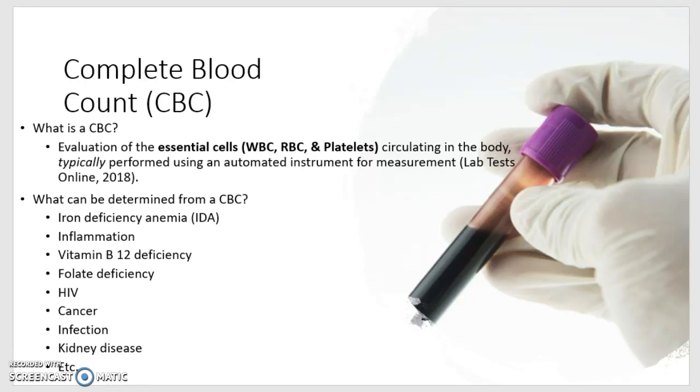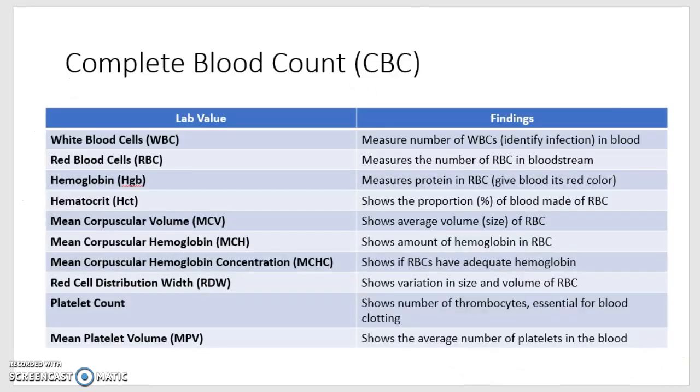So what can we learn from a CBC? There are a lot of things that we can learn. Iron deficiency anemia, inflammatory diseases like rheumatoid arthritis. You can even see an elevated white blood cell count with a rheumatic process. Vitamin B12 deficiency, folate, HIV, cancer, infection, and even some kidney disease can be found when we look on a CBC. So there's a lot. This is a very valuable test.